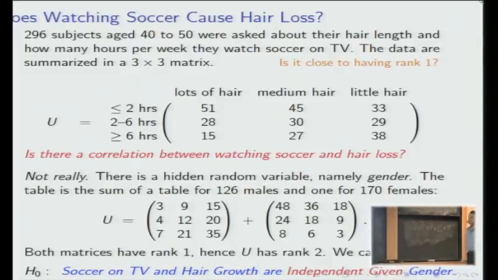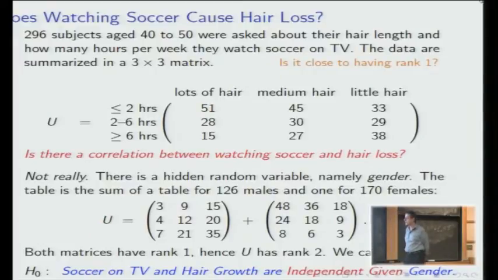There's a mysterious hidden random variable called gender. Gender is a random variable that has two states, male and female. Suppose we knew that our data were the sum of a male table and a female table. Again, this is set up so that the male table is exactly rank 1, and the female table is exactly rank 1. Then we have an example of the concept of conditional independence. I have two tables of rank 1. The sum has rank 2, that's the definition of rank. And so this is a textbook example of conditional independence.